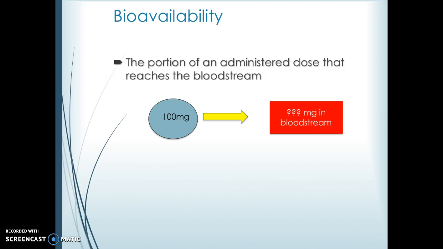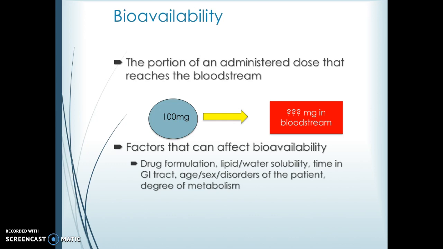So you could, for example, give 100 milligrams of an oral dosage form, but only 80 milligrams ends up getting absorbed into the bloodstream. So this is an important concept to think about. Now, there are a lot of factors that can impact the bioavailability of a drug. A big one can be the formulation itself. So for example, intravenous versus oral, but also if you do an extended release oral formulation, oftentimes that's going to be absorbed at a lower rate than an immediate release formulation.